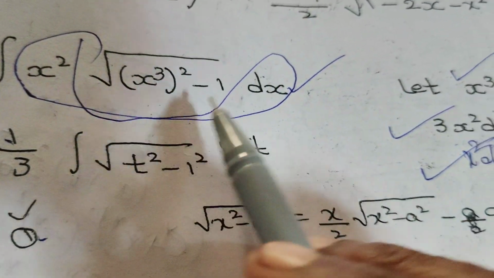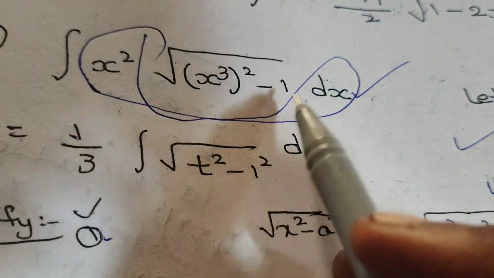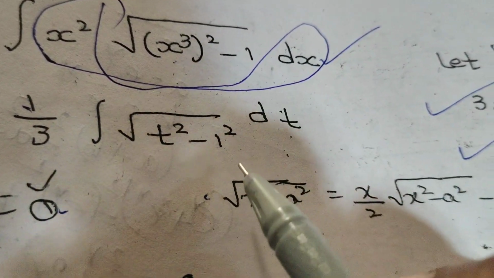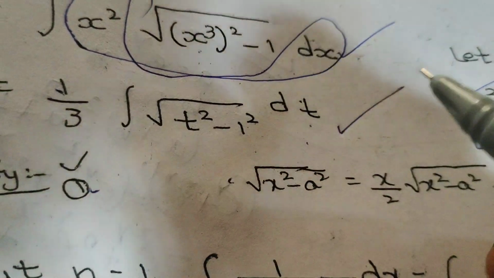The integral of x cubed means t, root of t squared minus 1, which means root of t squared minus 1 squared, dt. Okay.